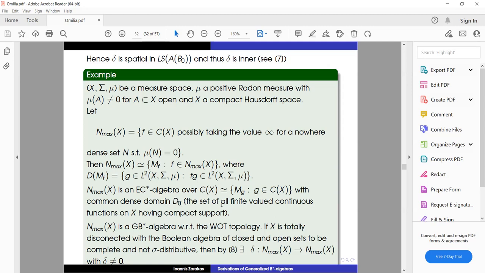And the common dense domain D0 can be thought to be the set of all finite valued functions having compact support. As we described before, we can equip it with the weak operator topology, making it a GB*-algebra, clearly commutative. Yet if we think of X as being totally disconnected and we endow the Boolean algebra of closed and open sets with certain particular properties, being complete and not sigma distributive, then this paper from Chilin and Levitina says that if your Boolean algebra has these properties, then you have a non-zero derivation delta from C_∞(X) to C_∞(X). So this is an example of a non-zero derivation of a commutative GB*-algebra.